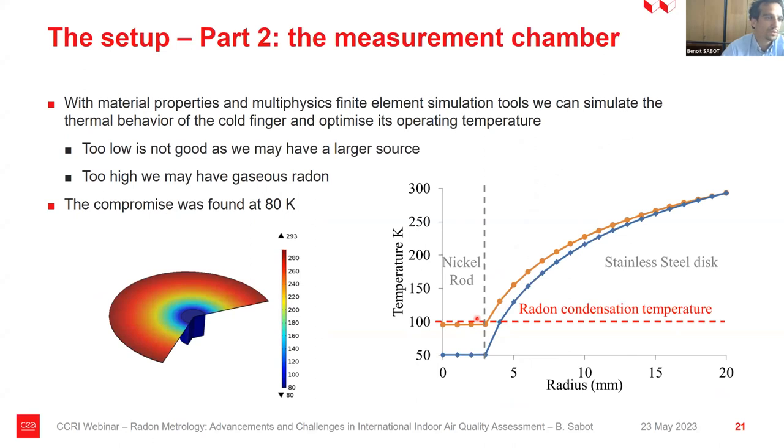And to do so, we need to do some calculation, which are in fact simple physics calculations and thermal conductivity calculations. The idea is not to go to too low a temperature, because with a very low temperature, we may increase the cold surface of the cold finger. And we found out that if it's too hot and over 100 Kelvin, the radon won't freeze and it will remain gaseous. So with this simulation, we could find the best compromise that is sketched on this picture.